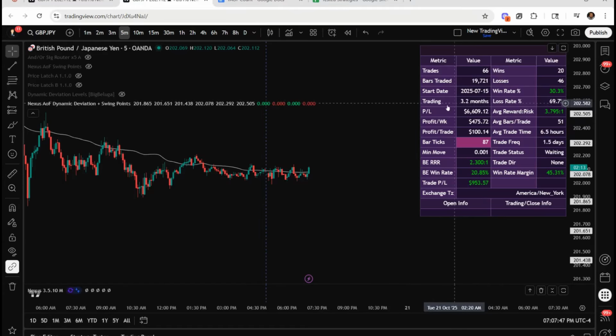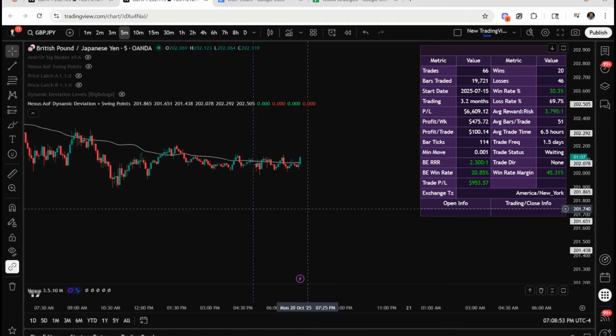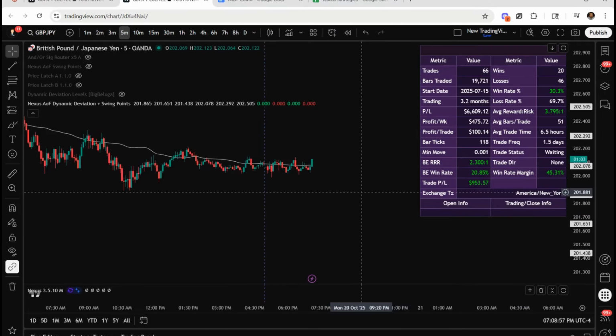3 months, again, just like before, but now we are at a total profit and loss at a gain of $6,609. That would put your profit per week at $475. And so definitely a significant increase in the profit, considering how the other settings had us at a negative $200 per week profit. And so nice little jump there.